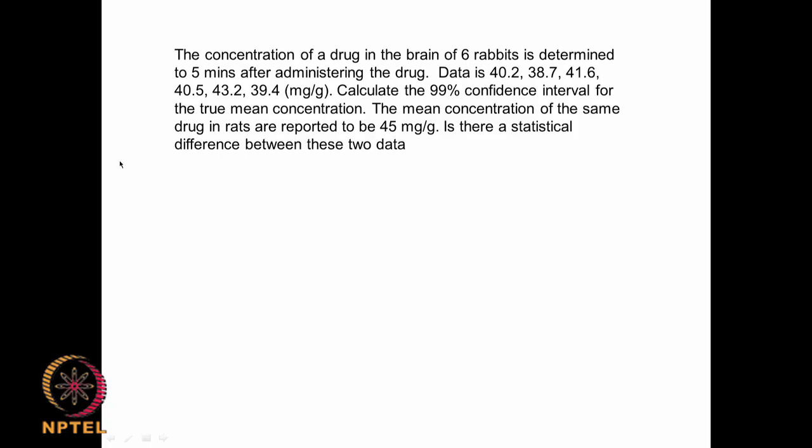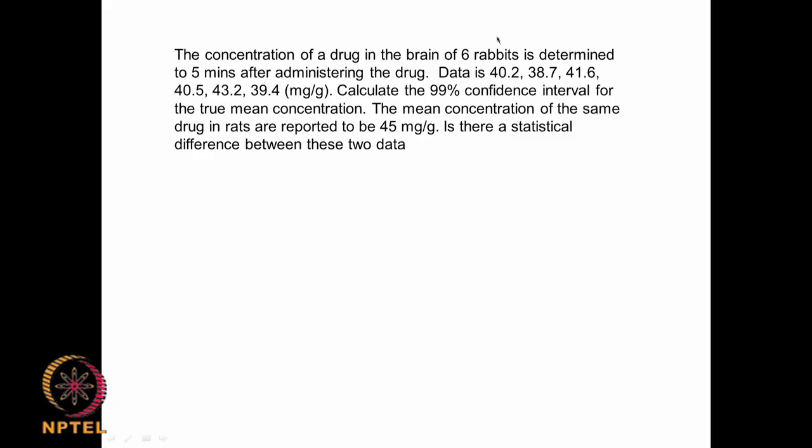The mean concentration of the same drug in rats is reported to be 45 milligram per gram. Now, this is the sample data from rabbits. This is the data which they got from rats. Is there a statistically significant difference between these two data? Okay. So two parts, one is calculating the 99% confidence, which is very simple.